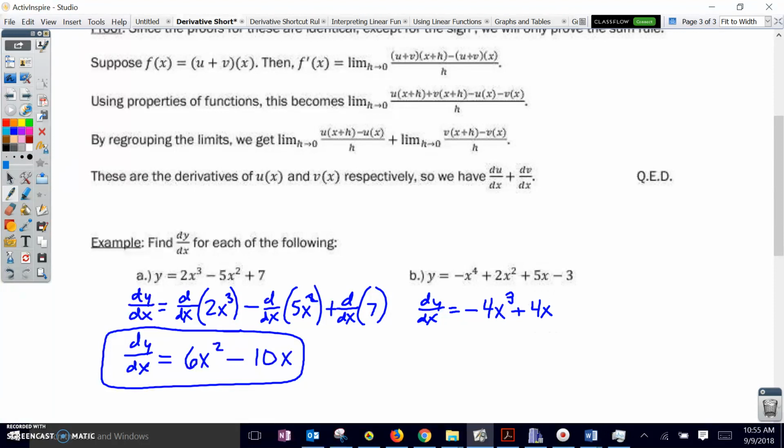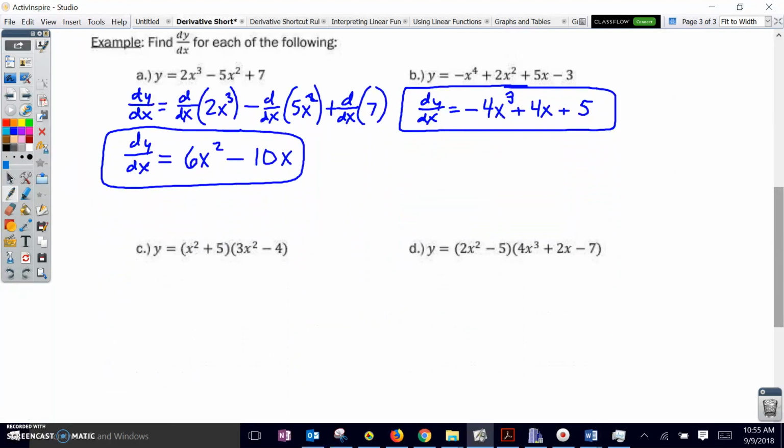plus the derivative of 5x. We've got a constant multiple, 5 times x to the first. The derivative of x to the first is 1x to the 0. X to the 0 is 1. So the derivative of x here is just 1. So 5 times 1 is 5. And the derivative of minus 3 is 0. So we don't have any more terms in our derivative. And there's how we apply the sum and difference rule to taking derivatives.